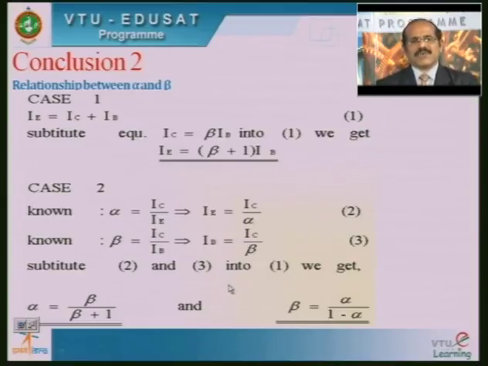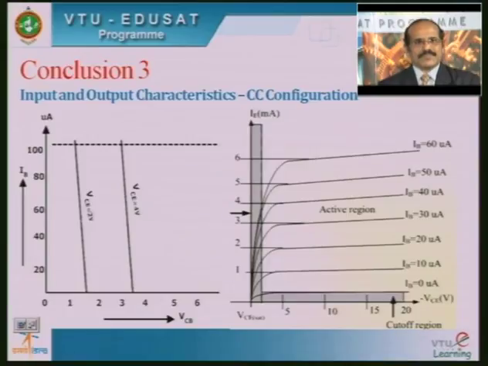Alpha is alpha DC, that is the common base DC current gain, whereas beta is the common emitter DC current gain. Usually the common emitter DC current gain is high, in the range of 40 to 50, whereas the common base DC current gain is very low, ranging from 0.9 to 0.998 here.